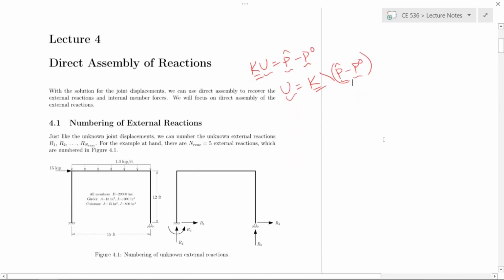Just like the unknown joint displacements in the vector u, we can number the unknown external reactions 1 through the number of reactions. For this frame, there are 5 reactions: 3 at the fixed support on the left, and 2 reactions at the pin support on the right. We'll use this numbering throughout our recovery of the reactions.